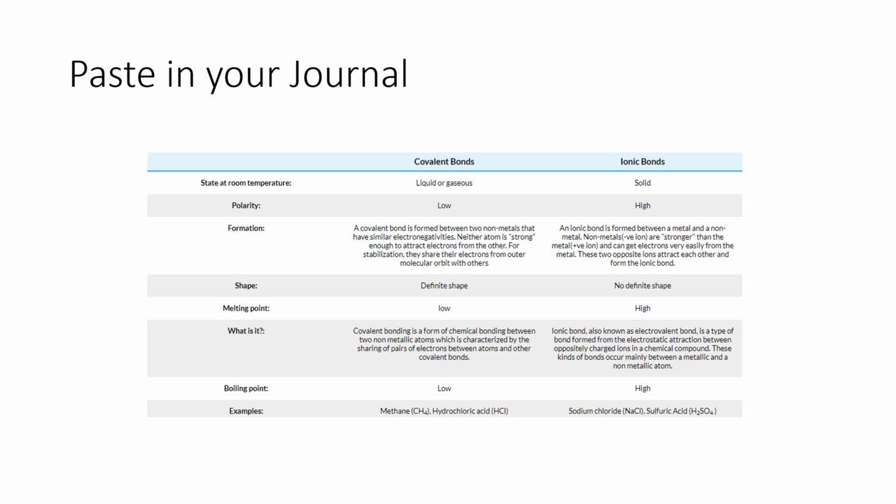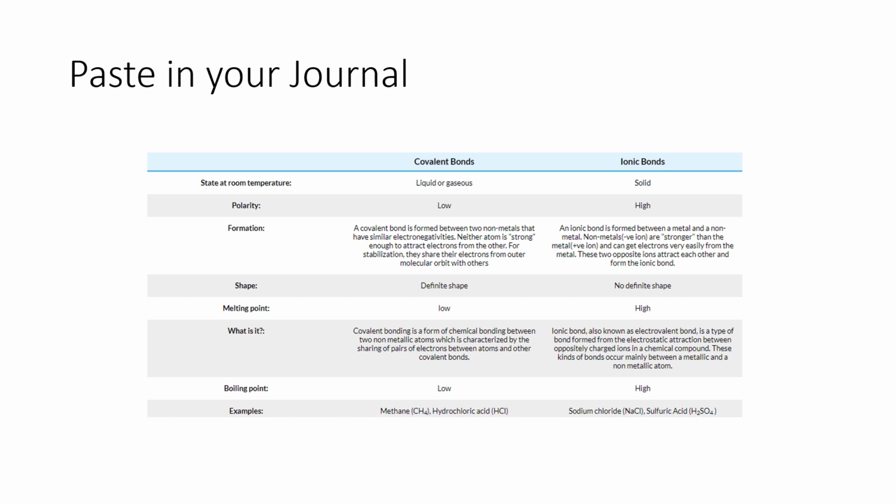And then it goes on to the formation. So for instance, an ionic bond is between a metal and a nonmetal, and a covalent bond is between two nonmetals, and they share electrons. In ionic bonds, they steal, or one takes the electrons away from the other. And then for shape, covalent bonds have a definite shape. Ionic bonds have no definite shape. For the melting point, since covalent bonds are usually in gas form, they are going to have a low melting point, whereas ionic bonds are usually solids, so they are going to have a high melting point.